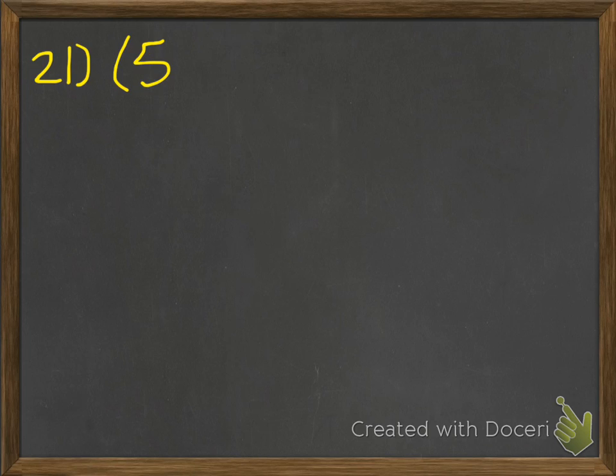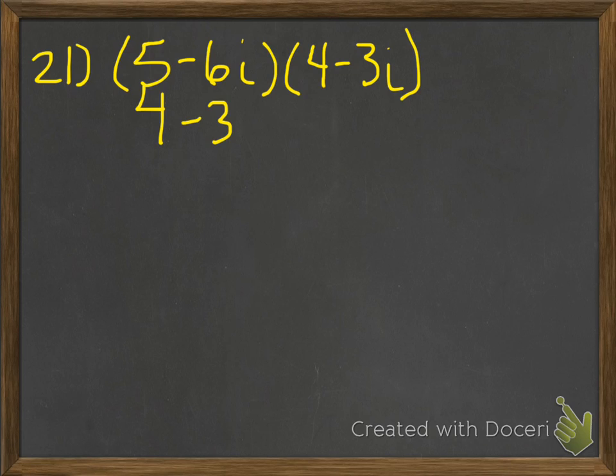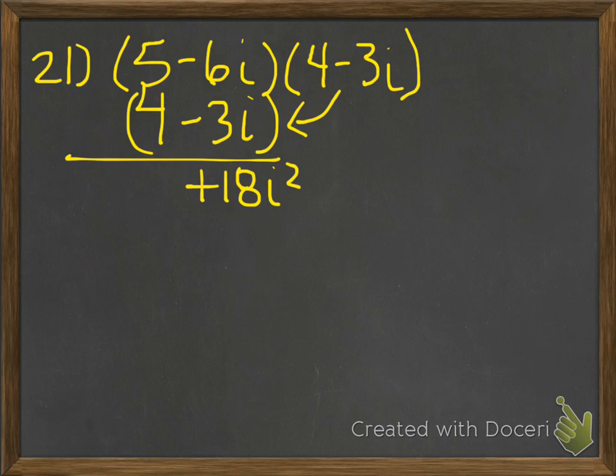All right, let's look at 21. Now, the way I like to do this, I like to do what is called vertical multiplication. It should remind you of like 2-digit multiplication back in elementary school. So I move the 4 minus 3i under the 5 minus 6i. Doesn't matter which one you move under. Just line them up. So now what I'm going to do is negative 3 times negative 6 is positive 18. I times I is i squared. Negative 3 times 5 is negative 15. And then just put the i.